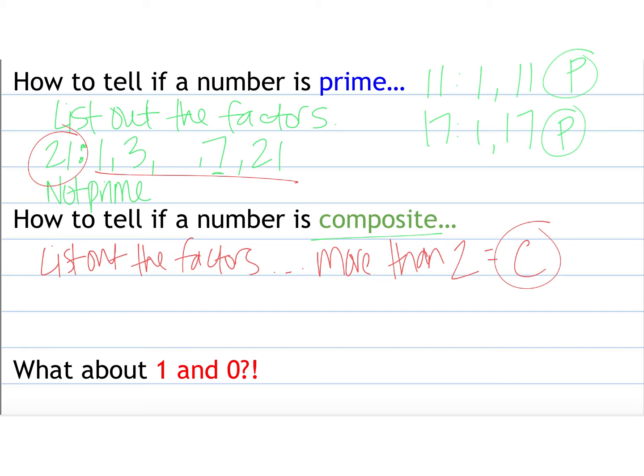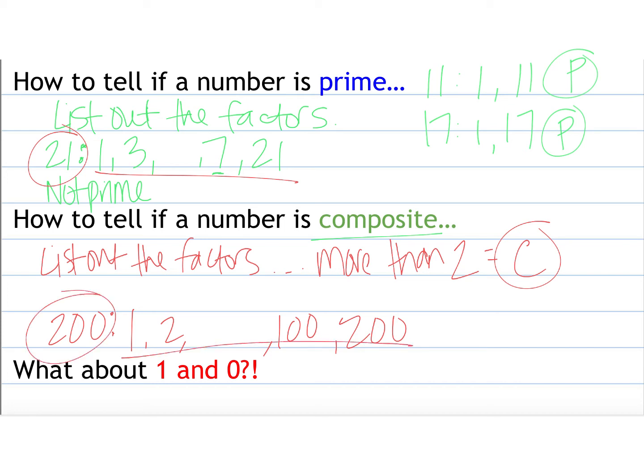Even if we're starting to list numbers out, like let's say I have 200, and I know right away that 1 and 200 are factors. 1 and itself are always factors of a number no matter what. I know that 2 and 100 are factors. I know that there's so many more, but if I'm just determining if it's prime or composite, I already know that 200 is composite because I have more than 2 factors.